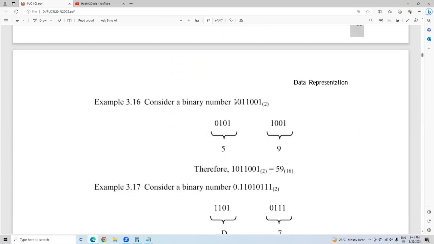Based on that, if the binary number is 1011001, see, from the right side you make the group. From the right side, 1001, 4 digits over. 101 is left out, so add a 0 to it. So it is 0101, which means 5, and 1001 means 9. Hence, 1011001 of binary is equivalent to 59 of base 16, that is a hexadecimal number.